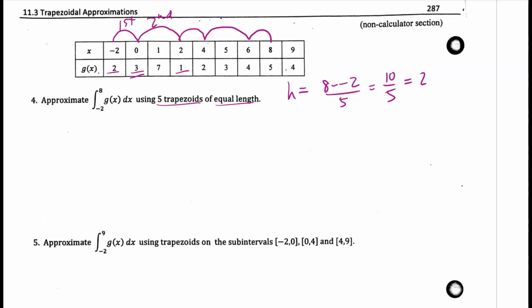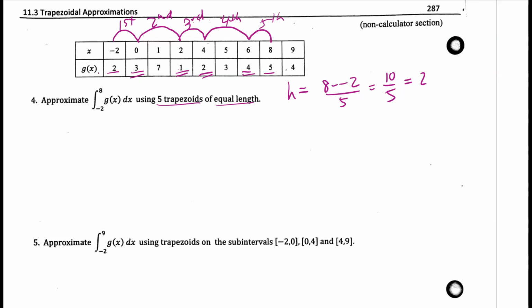So for the first trapezoid, the bases are 2 and 3. For the second trapezoid, the bases are 3 and 1. For the third trapezoid, they are 1 and 2. And then for the fourth, they are 2 and nope. I keep doing that, sorry. It'll be 2 and 4. And then for the fifth trapezoid, we're going to use 4 and 5.